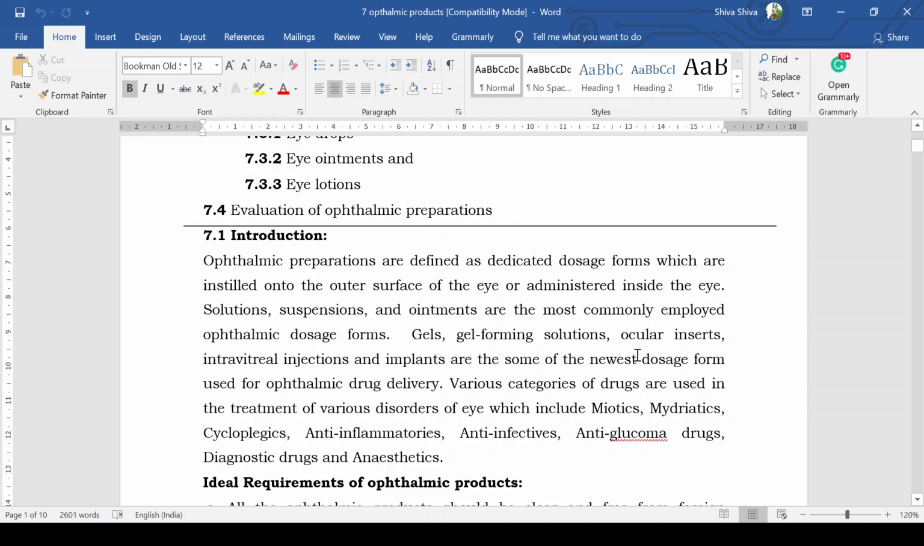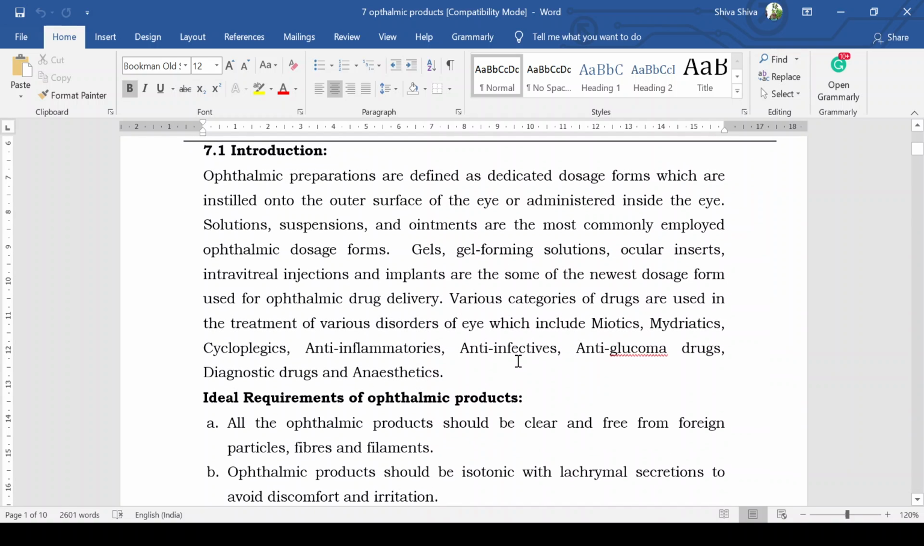Ocular inserts are inserts which are inserted into the eyes, and intravitreal injections and implants are some of the newest dosage forms. Various categories of drugs are used in the treatment of various disorders of the eye, which include myotics, mydriatics, cycloplegics, anti-inflammatories, anti-infectives, anti-glaucoma drugs, then diagnostic drugs and anesthetics. All these categories of drugs are used for the treatment of various kinds of disorders related to the eye.